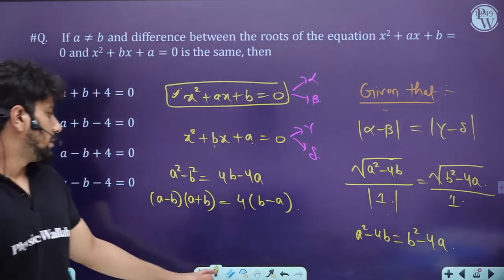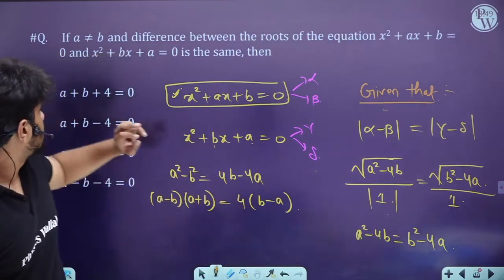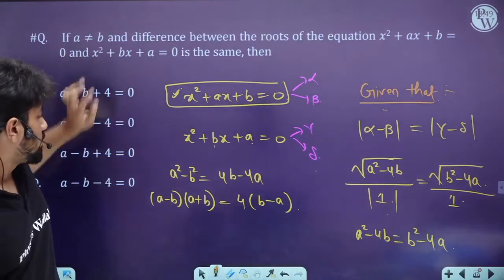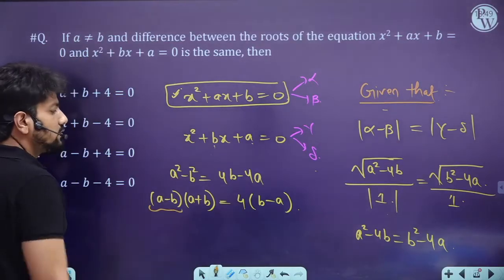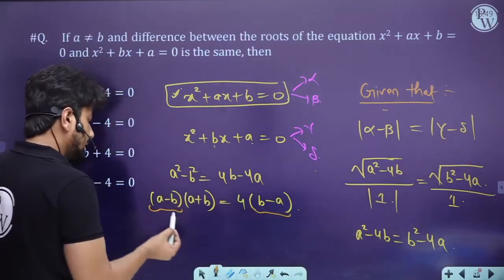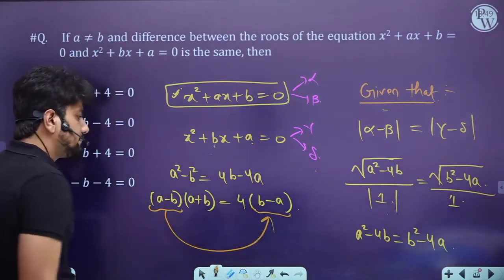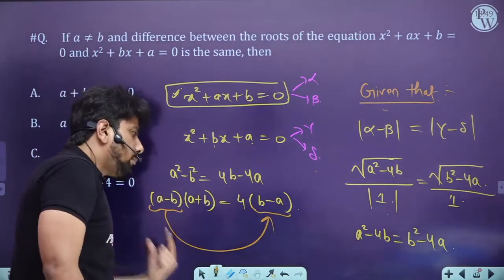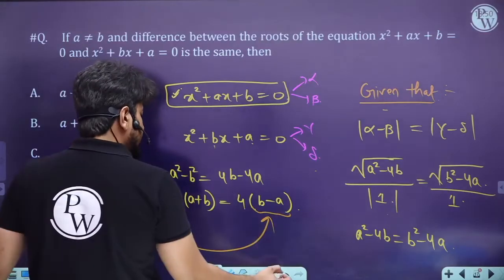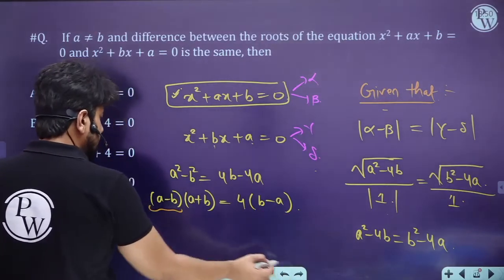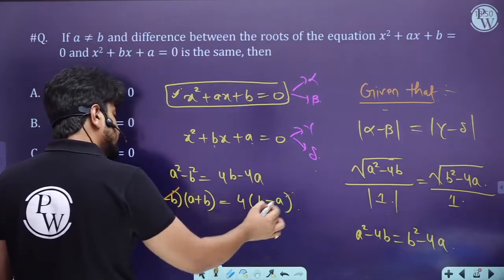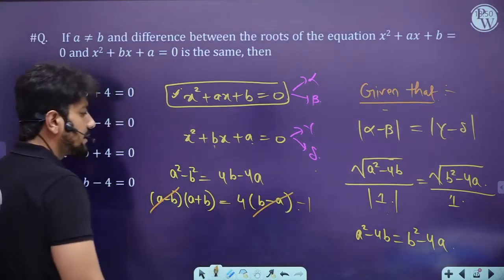Okay. Now, because a and b are not equal, so definitely this thing is a non-zero thing. If I divide by it, b minus a upon a minus b will give us minus 1, or I can simply say that I'm cancelling out these two factors. I'll get minus 1 in the right hand side.